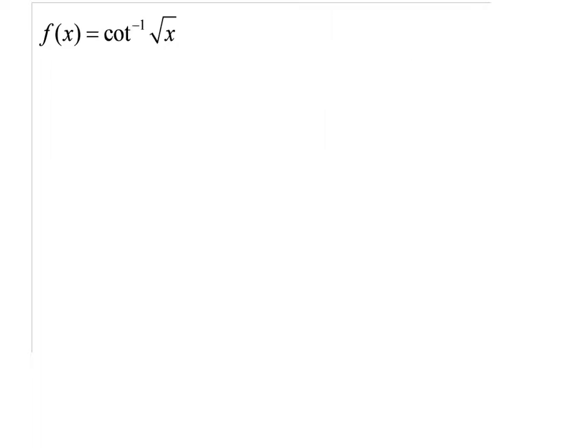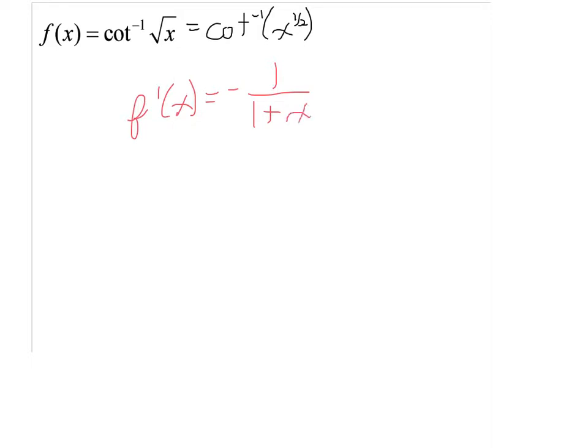For the derivative of inverse cotangent of radical x, well, this is the same as the inverse cotangent of x to the 1/2. So for its derivative, because it's a co, I know that there's going to be a negative of 1 plus whatever I'm taking the inverse cotangent of squared. So x to the 1/2 squared was x to the 1st. Then by chain rule, derivative of x to the 1/2 is 1/2 times x to the negative 1/2 power.